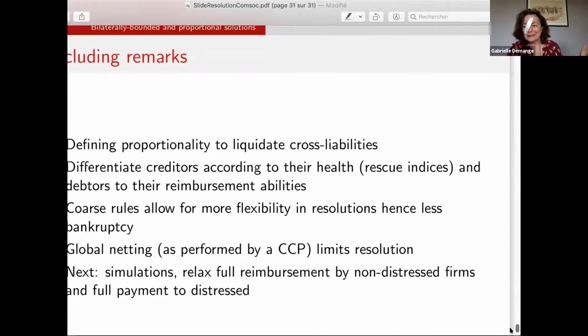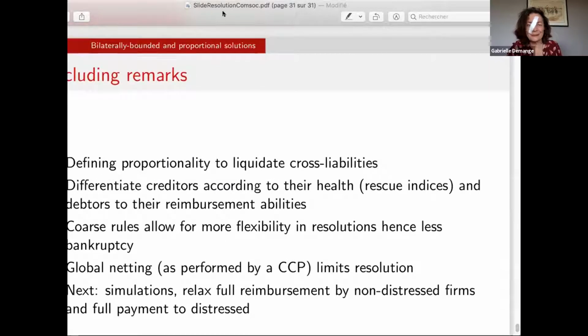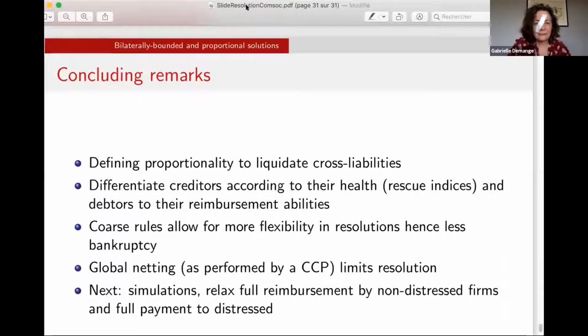Just to finish, a concluding remark: I was trying to define proportionality to liquidate cross liability. And one of the main results is that one should differentiate creditors according to their health. It's usual to have the reimbursement depend on the health of the borrower. But here, because of all this cross liability, you distinguish between the capacity of reimbursement and the capacity of being not bankrupt. And this is why you have these two indices.